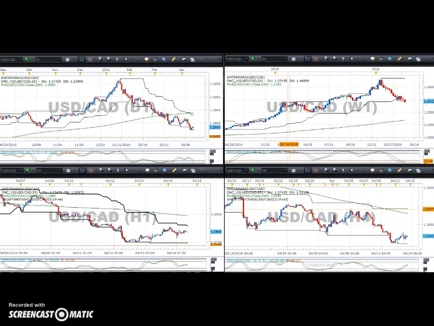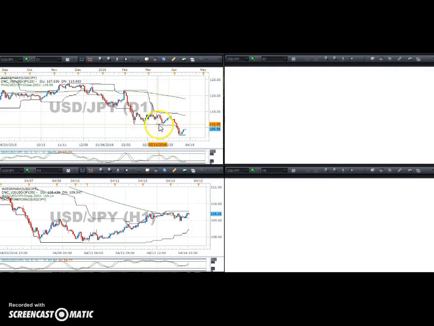Okay, so we looked at two Canadian pairs. Let's look at another dollar pair. Let's look at the dollar yen. The dollar is the second weakest. The yen is the second strongest. Let's see what that's showing us here for the dollar yen.